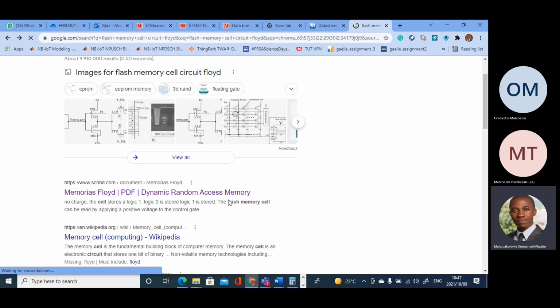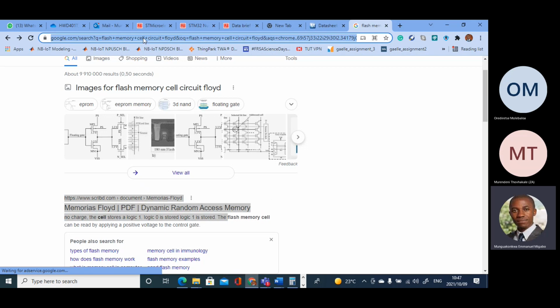Yeah, so it's flash memory cell. That's how it's labeled in the book. I think I have the book in the house.